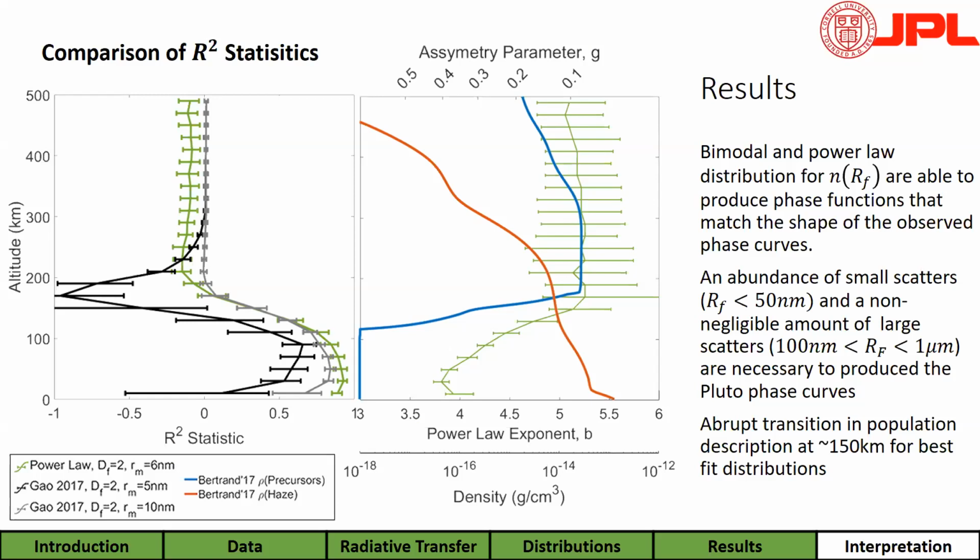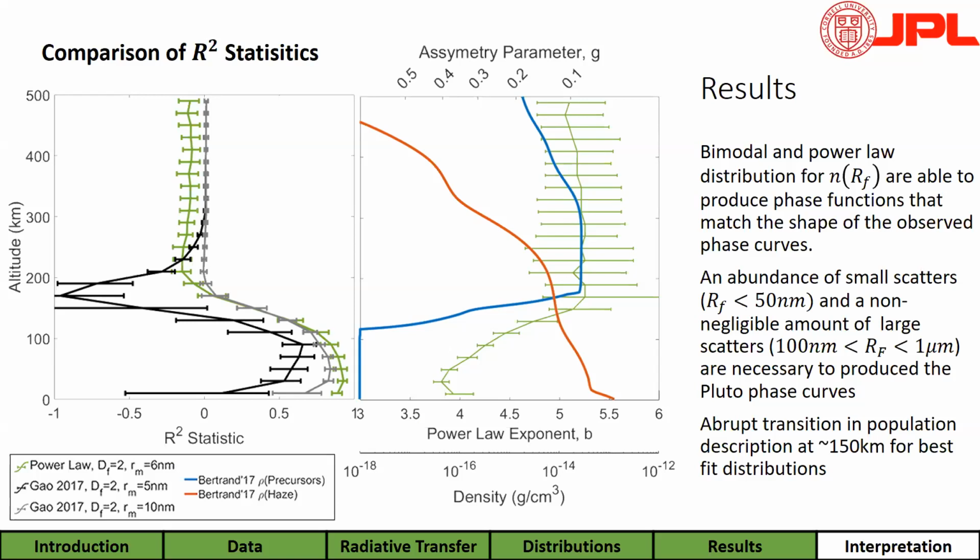This happens to be at the exact same altitude where the transition occurs from precursor material to haze material, which was predicted by Bertrand et al. 2017, which used GCMs to predict the abundance of precursor and haze material.